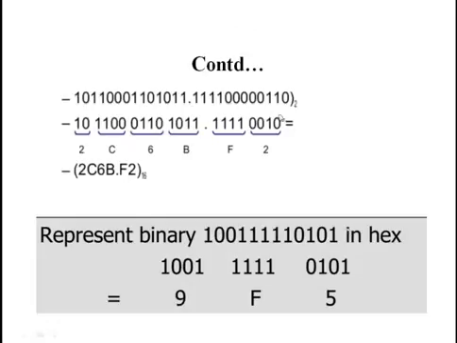If we have this binary number to be converted into hex, we start making groups of 4 bits for the integer part from the right and for the fractional part from the left. So this is equal to 2C6B.F2. Now if we have another binary number to be converted into hex, starting from the right, we make groups of 4 bits. The first group is 0101, which in hex is 5. The next group is 1111, which in hex is F. And the last group is 1001, which in hex is 9.